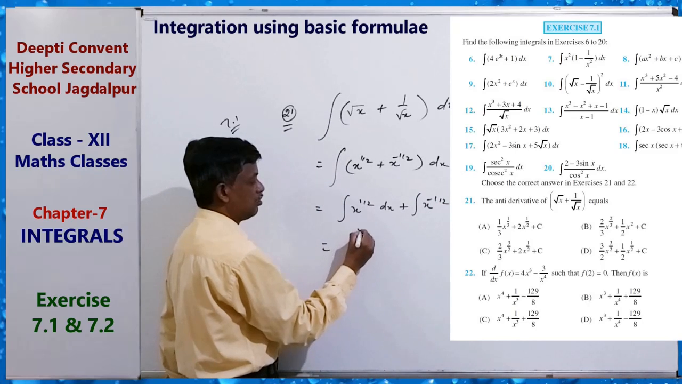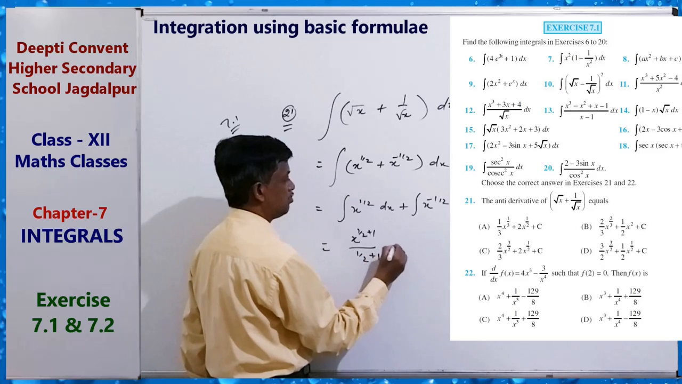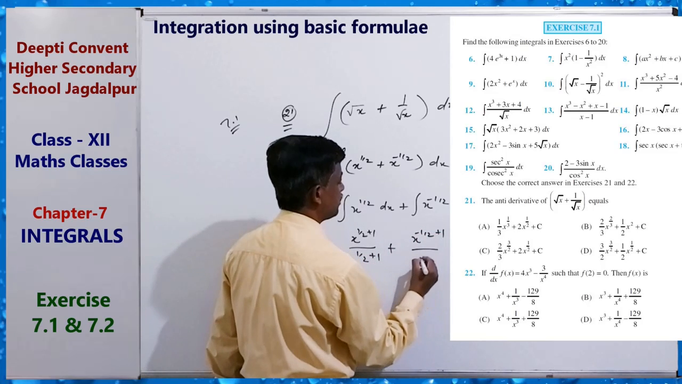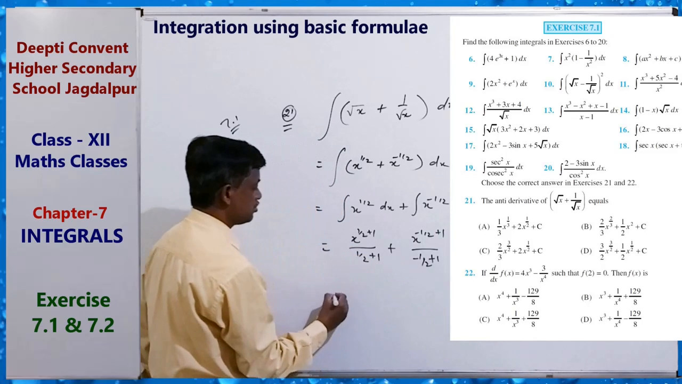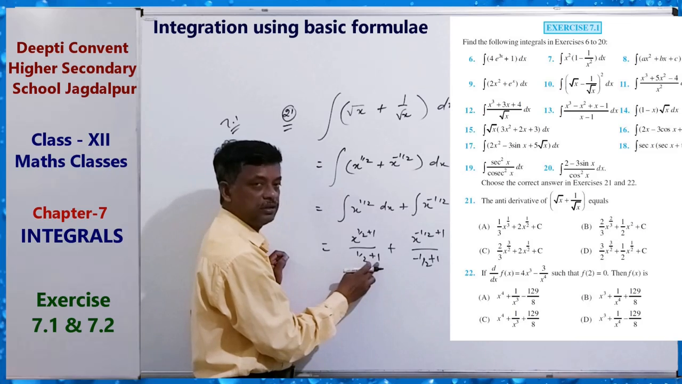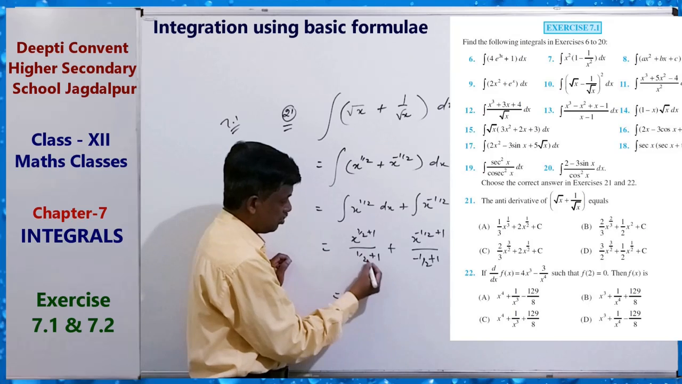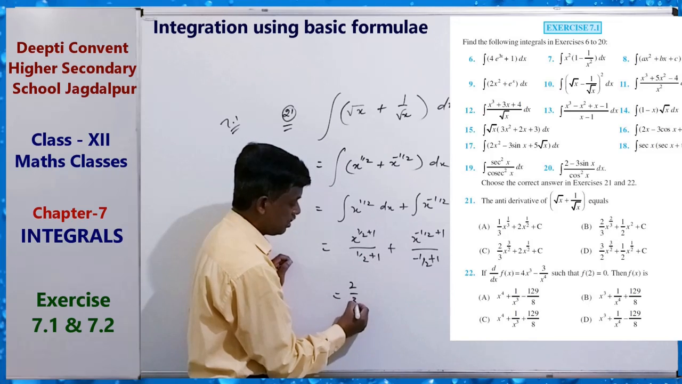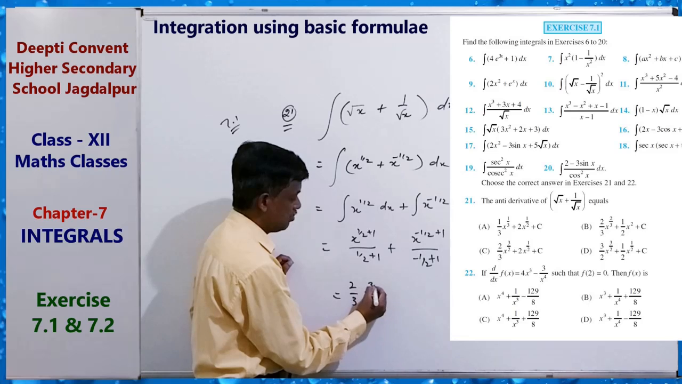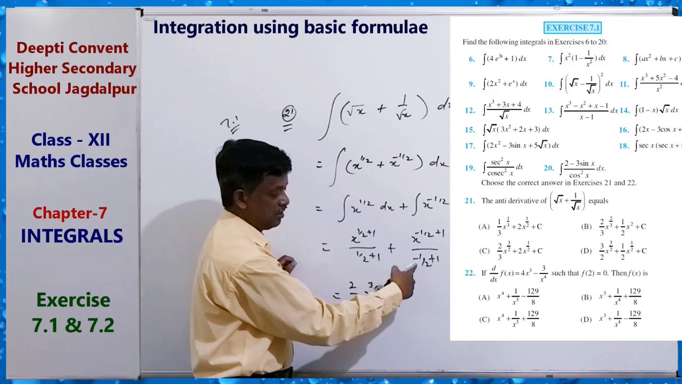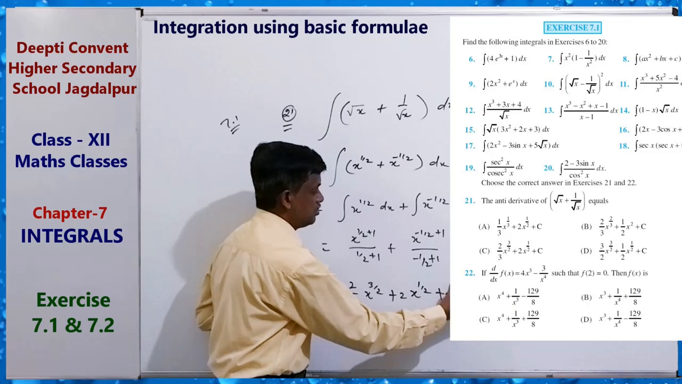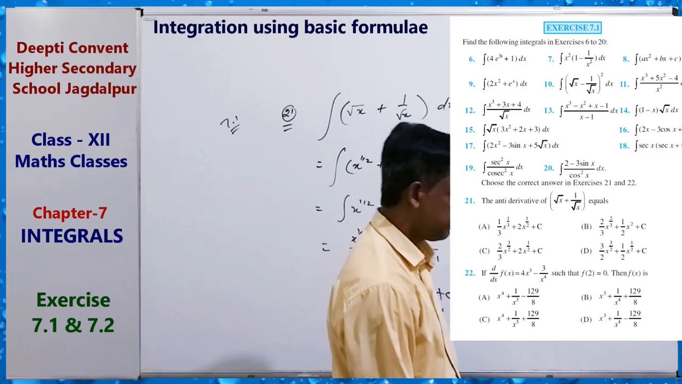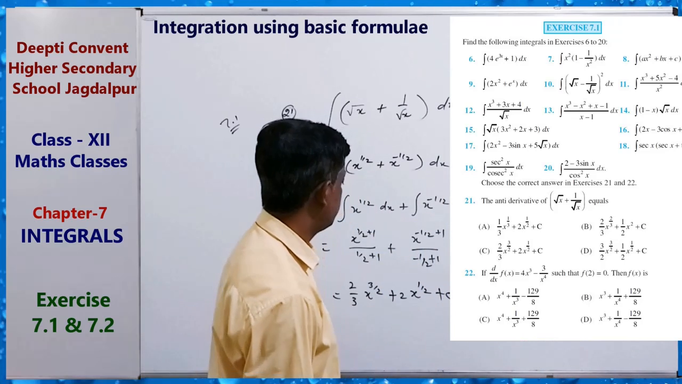x to the power 1 by 2 plus 1 upon 1 by 2 plus 1, plus x to the power minus 1 by 2 plus 1 upon minus 1 by 2 plus 1, plus c. So you can write this: 1 by 2 plus 1 is 3 by 2, so 2 by 3 x to the power 3 by 2. Similarly, 2 x to the power 1 by 2 plus c. So this is the answer. Objective questions means the answer will be C. C will be the answer.